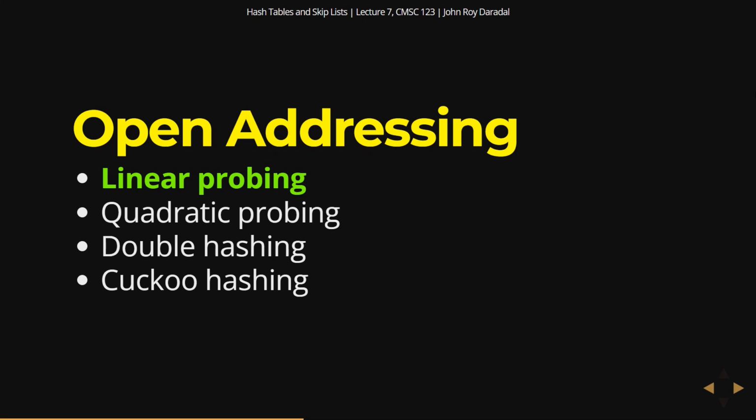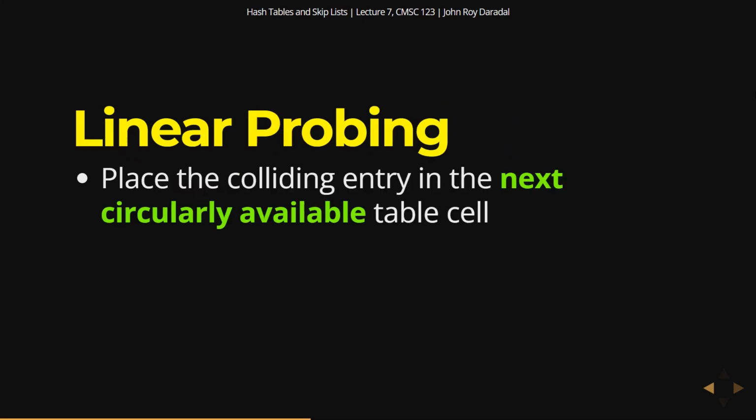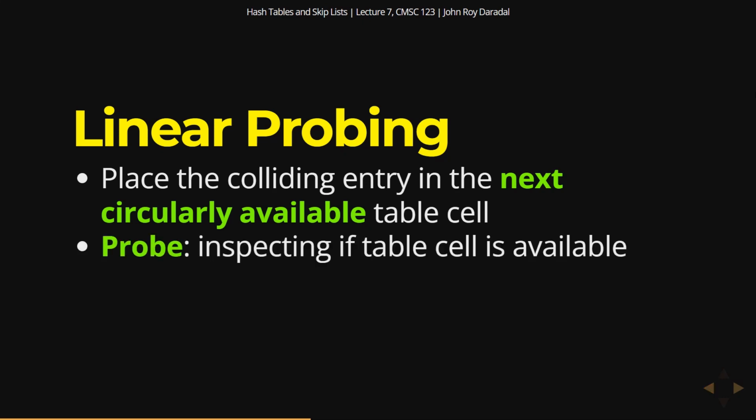Okay, so what is linear probing? For linear probing, what we'll do is if there is a colliding entry, we will place it in the next circularly available table cell. Okay, so let's try to break this down. If there is a collision, we will try to probe, and probing just means that we'll try to check the next cell if it's available.